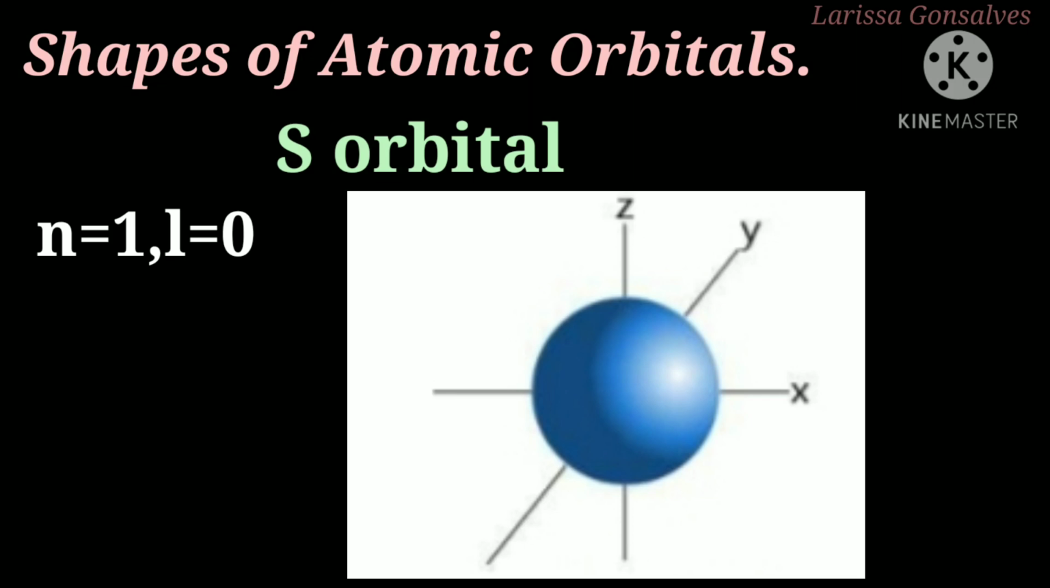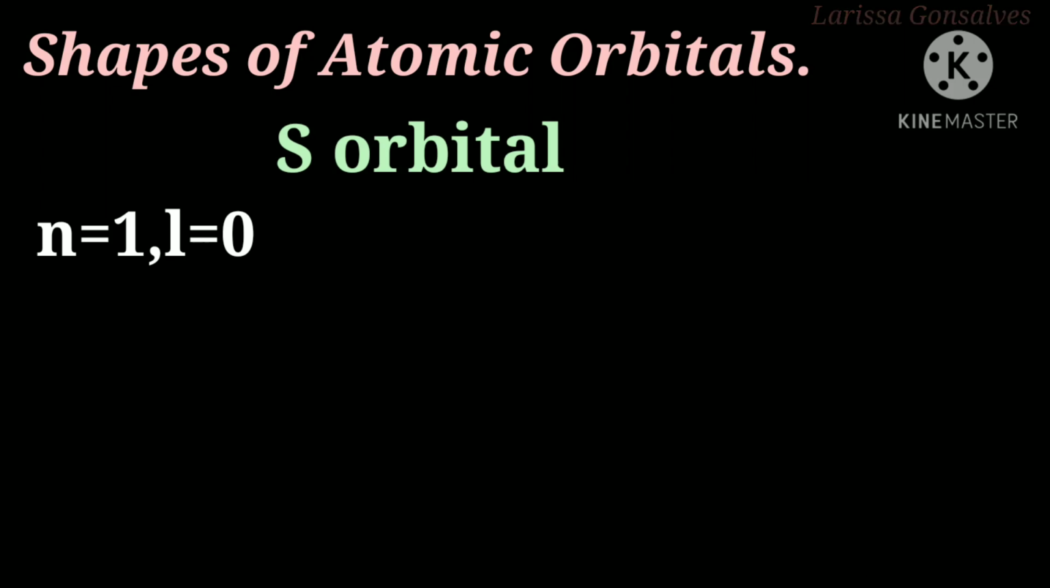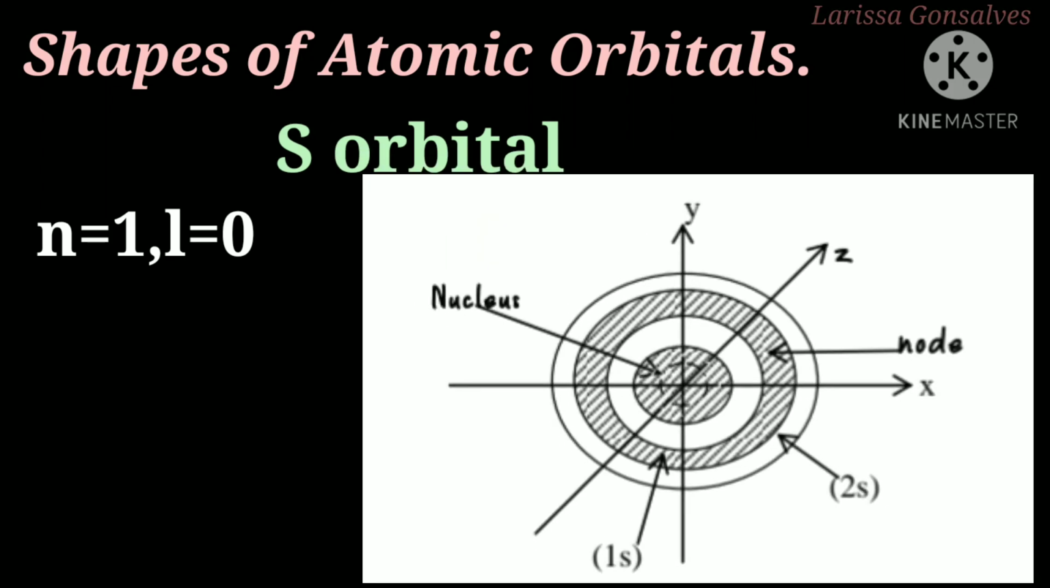The s orbitals are symmetrically spherical because the probability of finding the electron around the nucleus is the same in all the directions. When the principal quantum number n is equal to 2, then we get the 2s orbital. So this is how the 2s orbital looks like. This is the node here. Node is the space around the nucleus where the probability of finding the electron is minimum or 0.